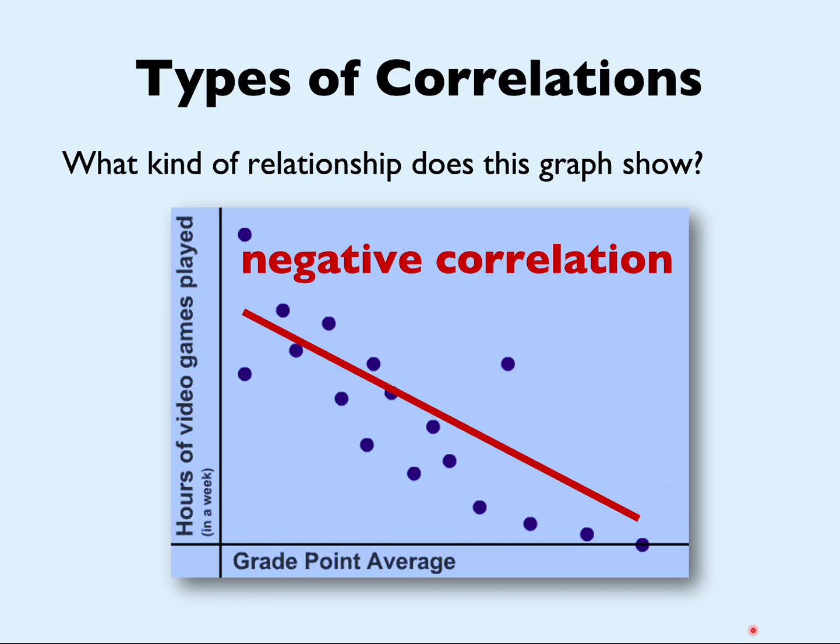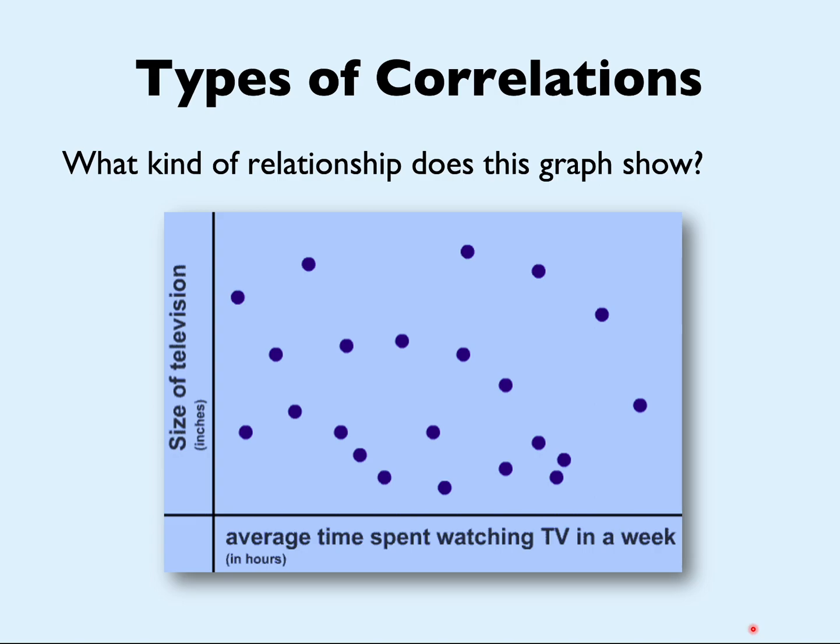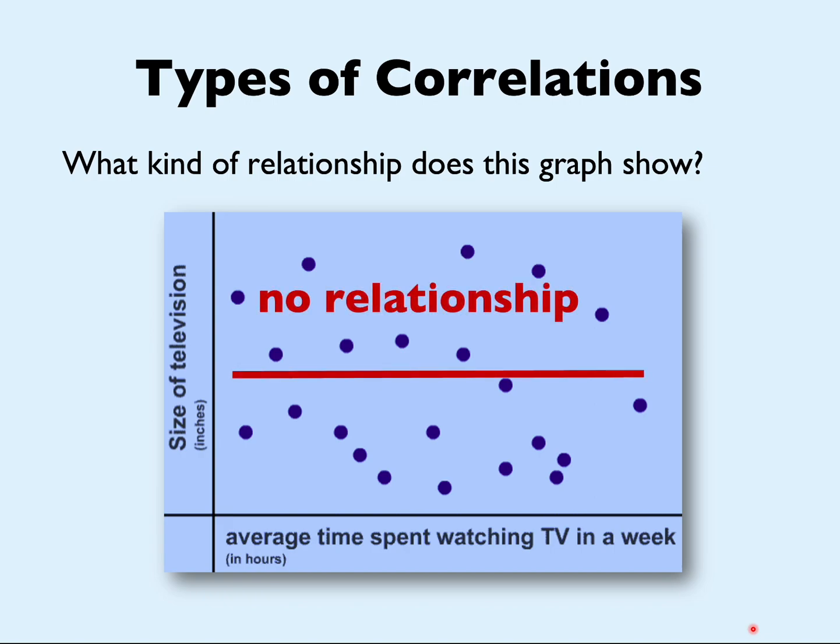Here's the next one. What kind of relationship is this? Here you see the size of your television and the average time spent watching TV in a week. In this case, that looks like a cloud of dots, and that is a classic example of no relationship. It's going to be pretty much a flat line. Although, I think these variables probably aren't accurate. I bet if you have a huge TV, you watch more. I don't know. That's just me.